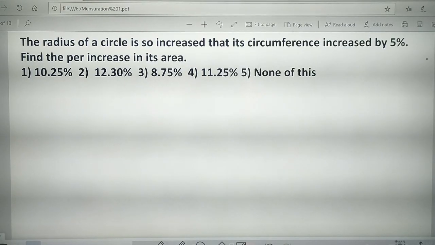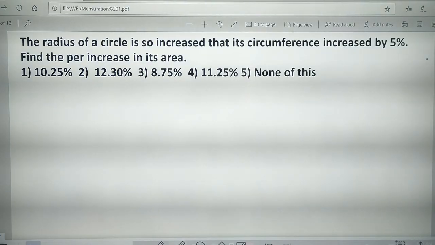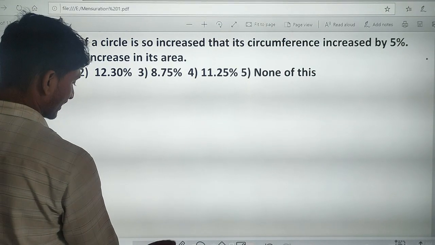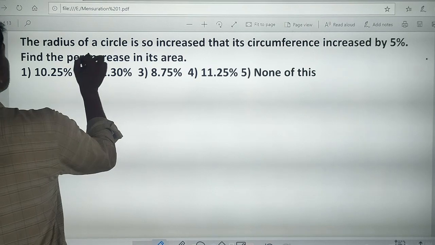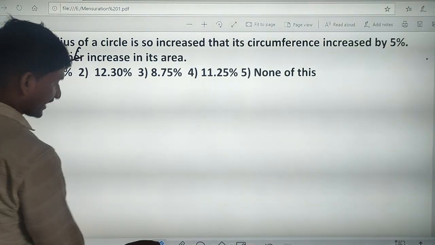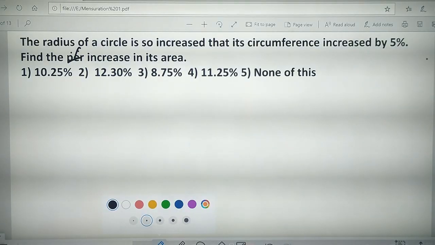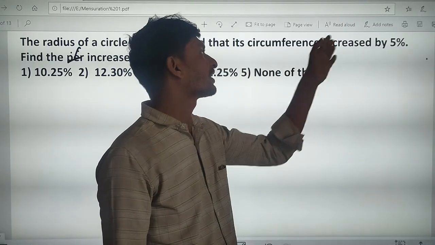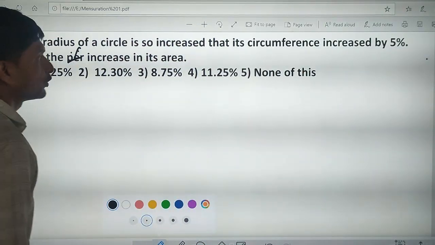The radius of a circle is so increased that its circumference increases by 5%. Find the percentage increase in its area. Here the radius of the circle is so increased that the circumference is increased by 5%.